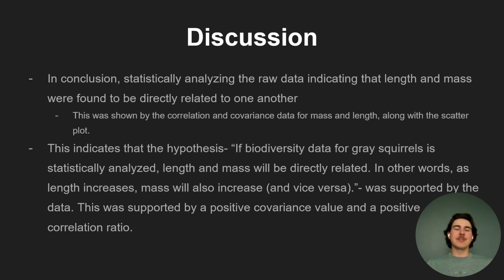So in conclusion, statistically analyzing the raw data indicated that length and mass were found to be directly related to one another. And this was shown by the correlation and covariance data for mass and length, along with the scatter plot that was made that just took the raw data and showed that as the mass got bigger, the length also got bigger. So this also indicates that the hypothesis from earlier was supported by the data. And obviously the hypothesis was also supported by the covariance value, which I said before, and the correlation ratio.